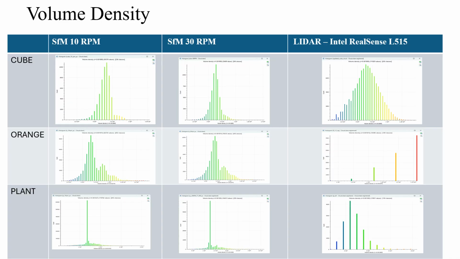Comparing the volume density distributions for the cube, the distribution seems to be uniformly spaced. But for LiDAR, there are fewer points compared to SfM at 10 and 30 rpm. For the orange, the LiDAR seems to be very distorted. For the plant, SfM at 10 and 30 rpm shows some spikiness, and the LiDAR also performed badly here, as they have very few points.